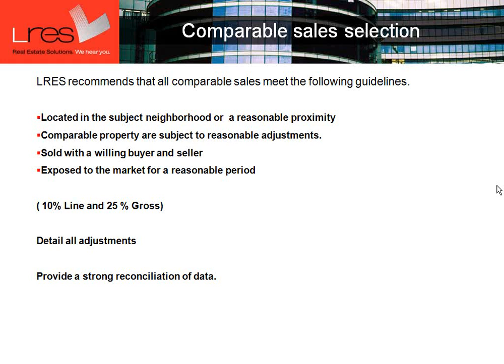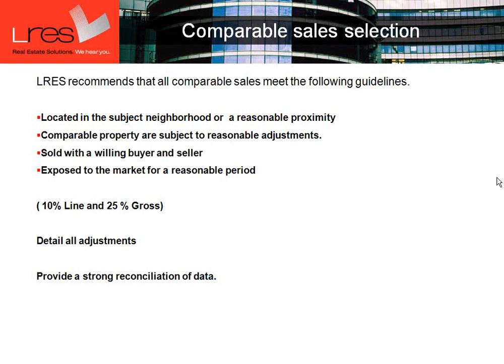Comparable property are subject to reasonable adjustments. None of your comps should have excessive adjustments. If they do, often it's because you're in an area where you have the worst property in the area and you actually have no other comps. So that condition adjustment or cost to cure you're applying to your sales grid is throwing that percentage out of whack, and in which case you would just have to explain that within your report.